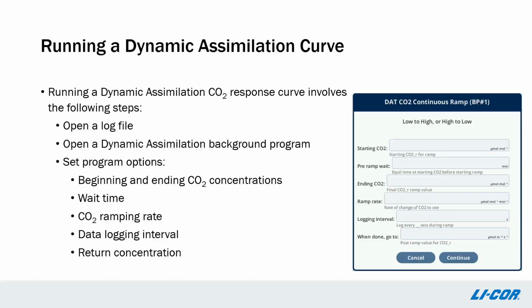The starting and ending CO2 concentrations need to be specified that will mark the 2 endpoints of the CO2 ramp. The pre-ramp wait time option sets the equilibration period at the starting CO2 concentration before the ramp starts. The CO2 ramping rate determines how fast CO2 concentration changes in the leaf chamber and thus how long it takes to complete the response curve. The data logging frequency determines how many data points are logged, and the return concentration is the CO2 concentration the leaf is returned to after the CO2 ramp is finished. We will now go over some recommendations for setting these options.